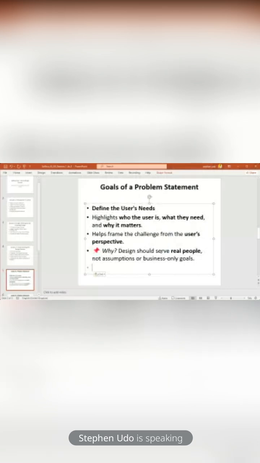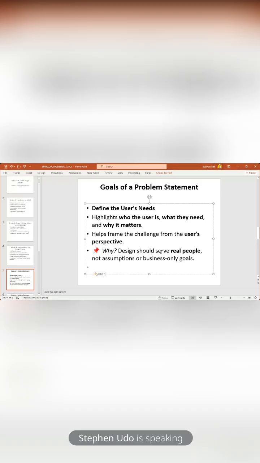Define the user needs. Highlight who the user is or who the users are, what they need, and why it matters. It helps frame the challenge from the user's perspective. So you are not only looking at that design from your developer's perspective or from your own perspective as a designer. You are looking at it like you yourself are the user, or you are the one that has the problem you are trying to solve.